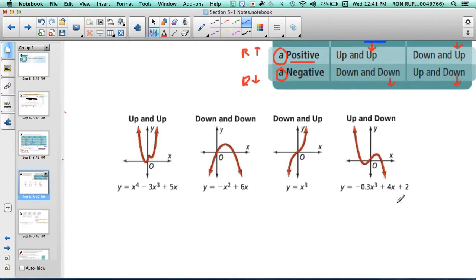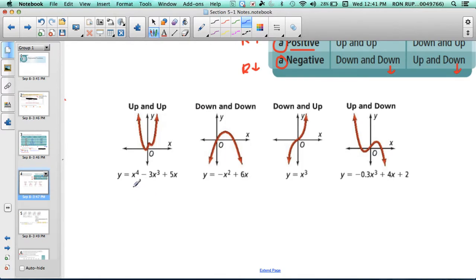So let's just put that into practice. I have x to the 4th. My a value is positive, meaning the right side of my graph will end going up. My degree is 4, meaning my left side will be the same as my right side, also up. We don't know what goes on in the middle. That's for later in math. For now, we just want to know that the ends are going up and up. So left side up, right side up. It's always left then right.